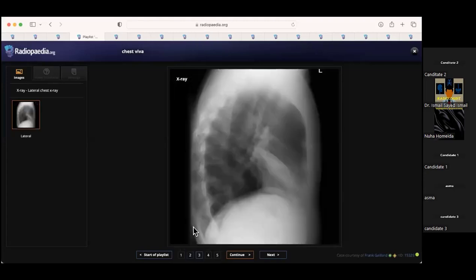Yeah, so that's your lateral view. So what does it confirm? It confirms that there is an opacity projecting over the heart shadow, which is in keeping with right mid lung lobe collapse. Yes, so well done. And what would you do management-wise?